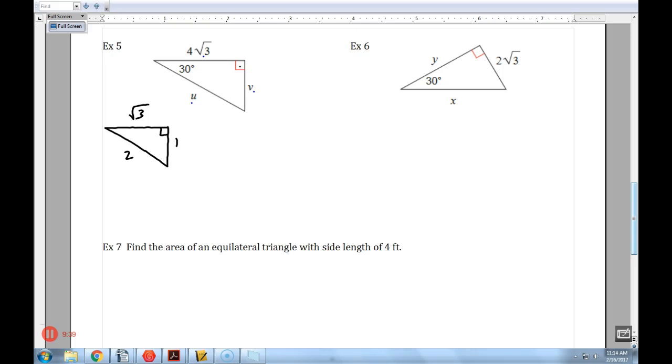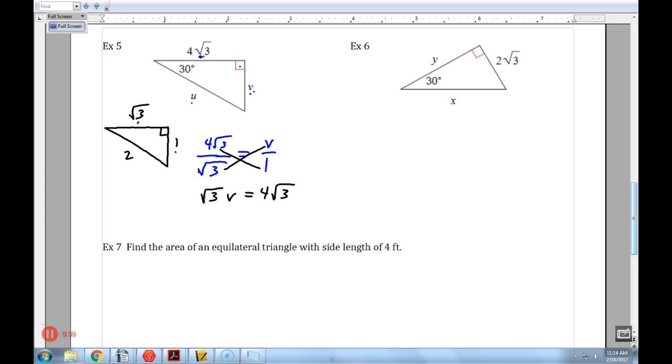Now I'm going to use ratios. So I'm going to say 4 radical 3 is compared to radical 3 as v is to 1. And I cross multiply here, and I get radical 3 times v equals 4 times radical 3.